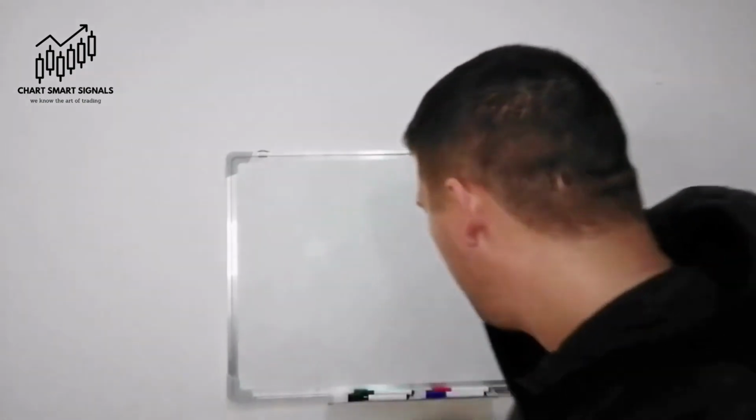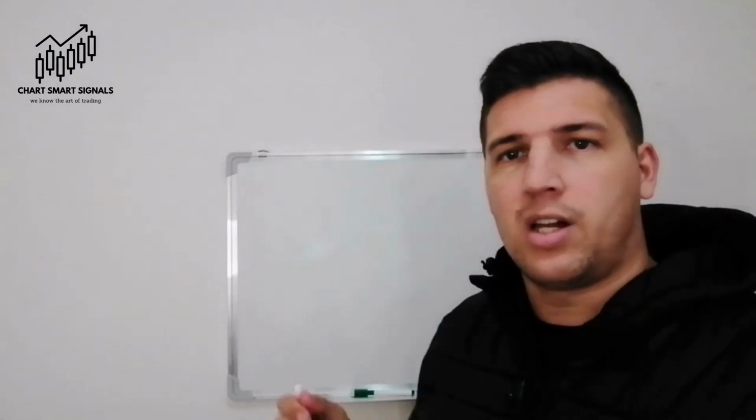Let's kick into it. What I want to take you through is 3 market structures. There are only 3 market structures that you can trade on. If anyone tells you that there's more than 3 market structures or opportunities to trade, they are lying to you. So let's quickly show you on the board behind me exactly what market structures we trade on.